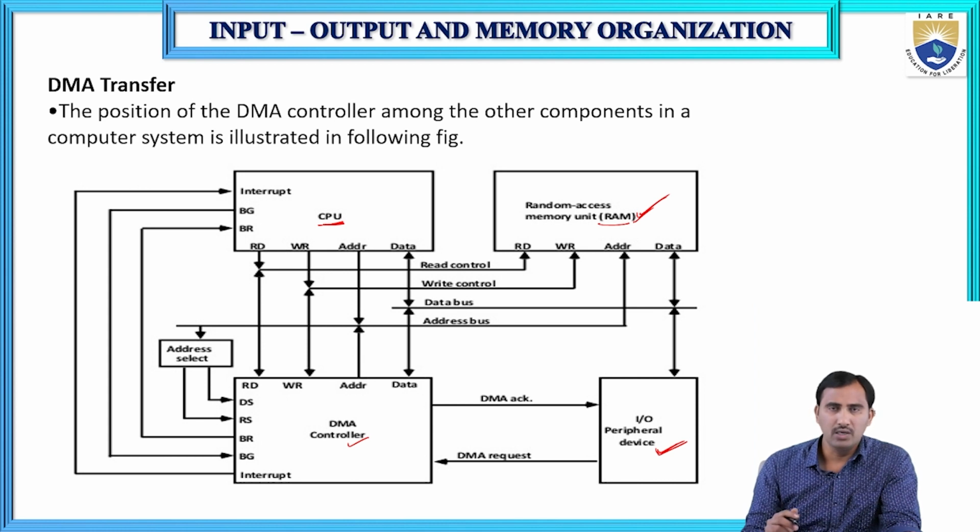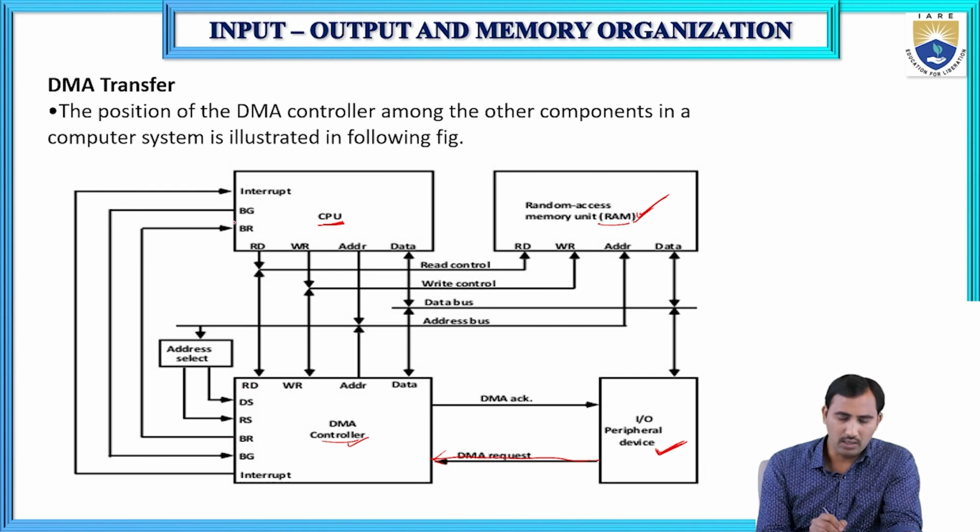Let's see the sequence of steps followed during the data transfer process. When the IO device is ready to transfer the data, first it will send a request signal to the DMA controller. That request signal is called DMA request. Whenever the DMA controller receives a DMA request, it will send a bus request signal to the CPU through this line. BR means bus request.